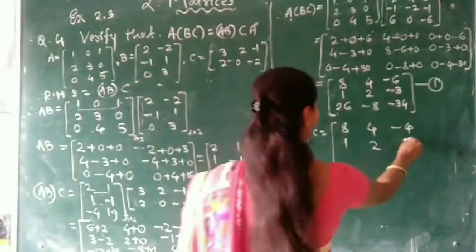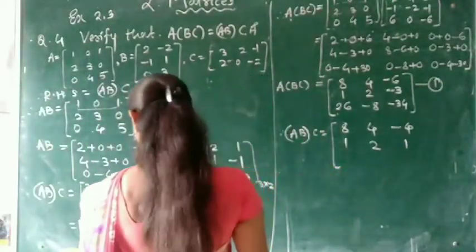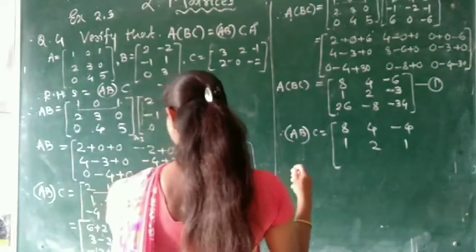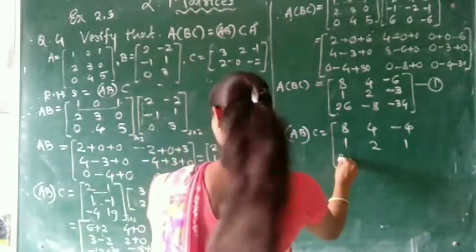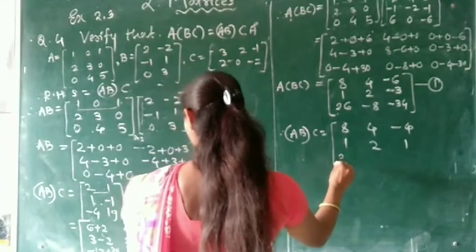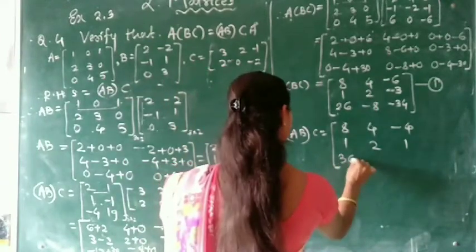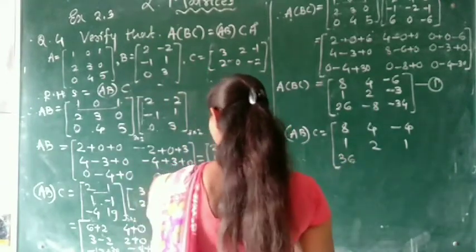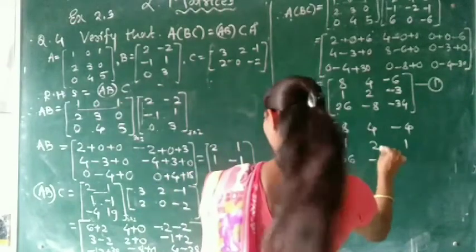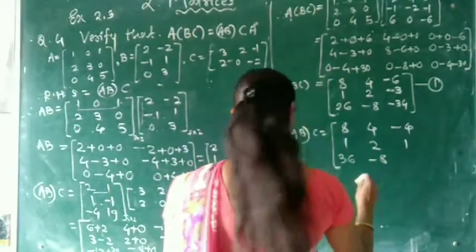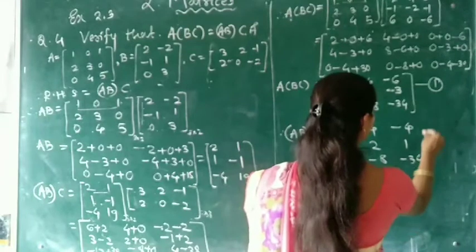So write here 1. Next minus 2 plus 38, that is 36. And here minus 8 plus 0 means minus 8. And 4 minus 38, that is minus 30.